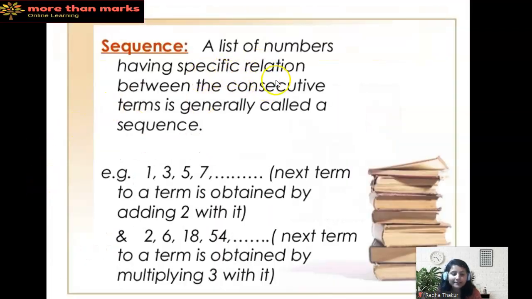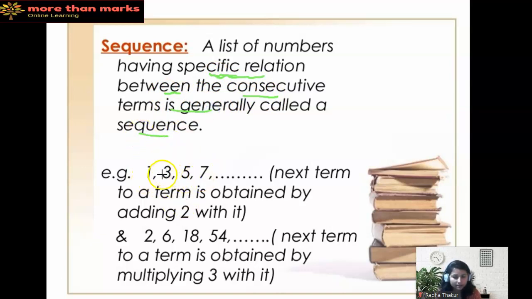Sequence. What is a sequence? AP is also a sequence, and there is the normal sequence. So what is the difference between both of them? A sequence is also a collection of numbers. But the difference is that between the terms there is a specific relationship between the consecutive terms. In general, that is called a sequence.